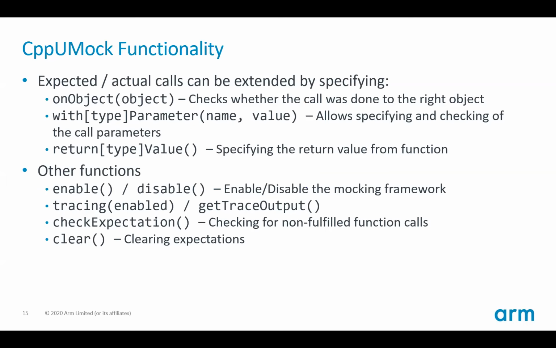So some additional functionality for CPU mock is that the expected and actual calls can be qualified by specifying an object, which allows you to check whether the call was done to the right object. With parameter allows specifying and checking of the call parameters, and return value allows specifying the return value from the function. Some additional functions that are built in are enable and disable, which allows you to enable or disable the mocking framework. Tracing, which allows you to get the trace output, and check expectations, which was in the previous example, which allows you to check for non-fulfilled function calls, and also clear for clearing expectations.